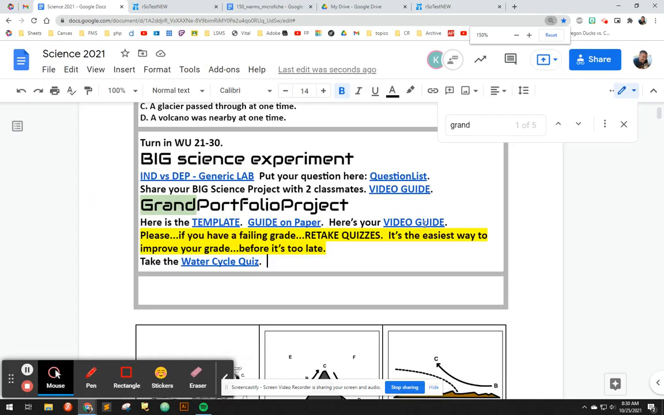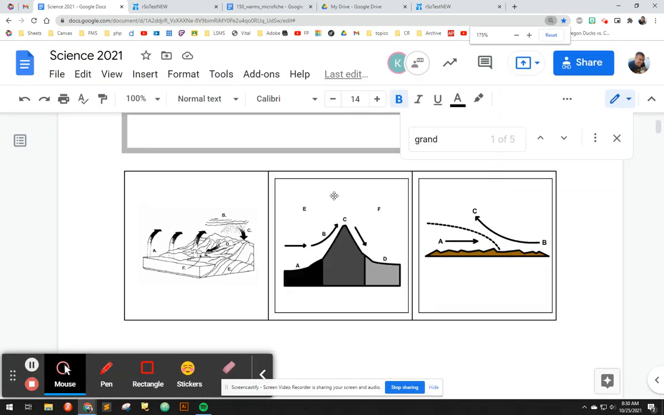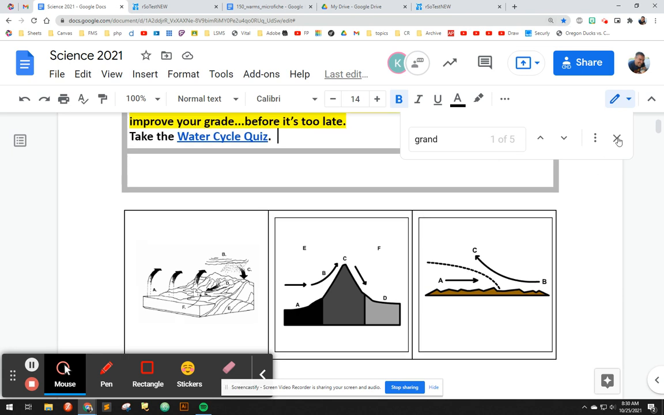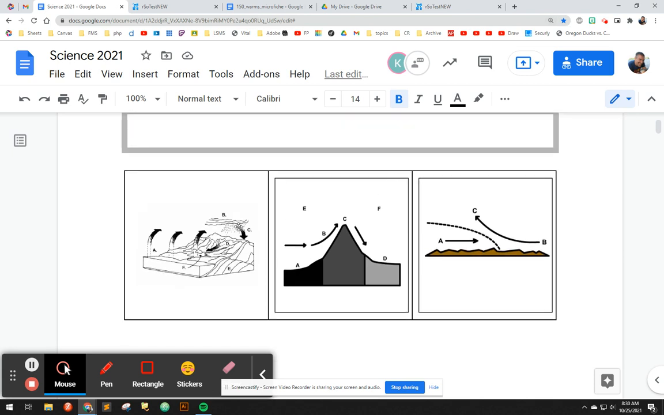All right, here is my commentary on three diagrams that you'll see when you take the water cycle quiz. You'll see this picture, and this picture. So I thought I would offer some commentary.